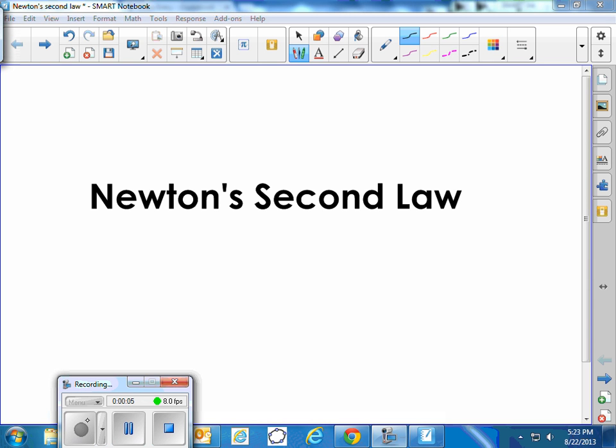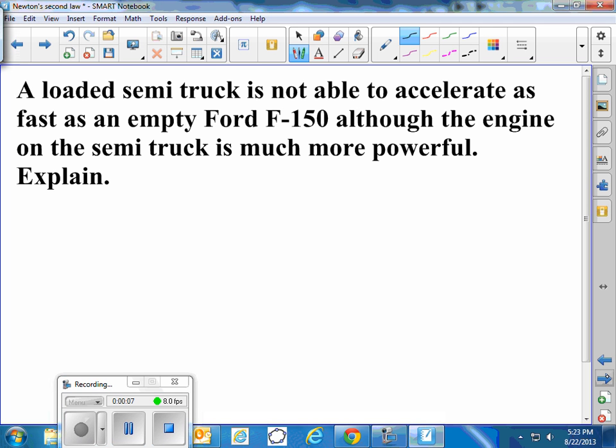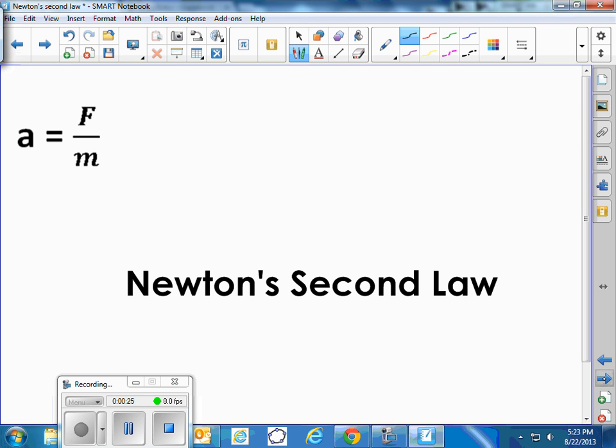Just a quick video clip about Newton's second law. You may have noticed that a loaded semi-truck is not able to accelerate as fast as an empty Ford F-150, although the engine on the semi-truck is much more powerful. And you may already understand the difference there, but it comes down to Newton's second law, which says that acceleration is equal to the force divided by the mass.